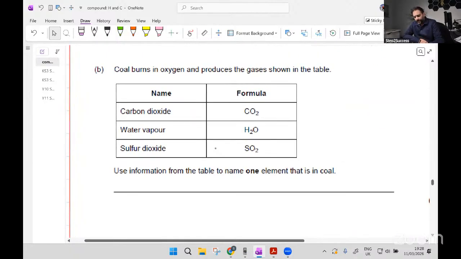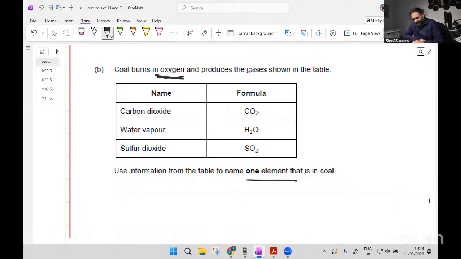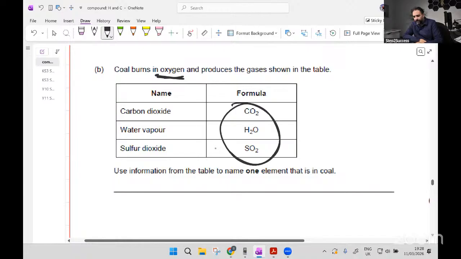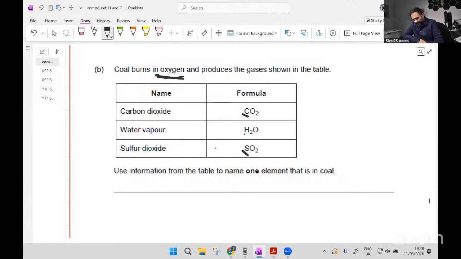Okay, well, this question. Coal burns in oxygen and produces all of these different things. Name an element that's in coal. All you need to do is pick one of these letters and name the element. So you could say carbon. You could say sulfur. You could say hydrogen. You can't say oxygen because that's the thing it's reacting with. So carbon would be enough.